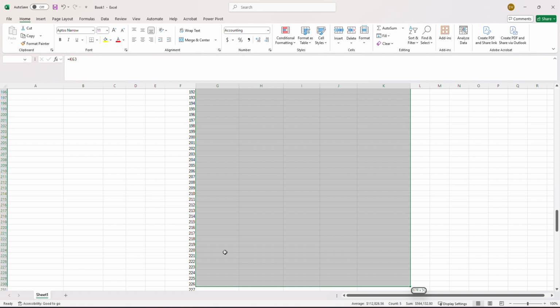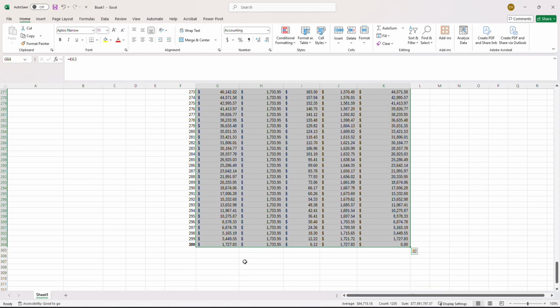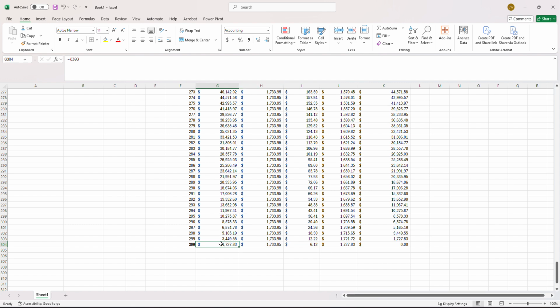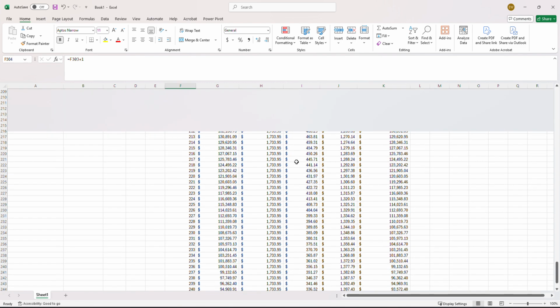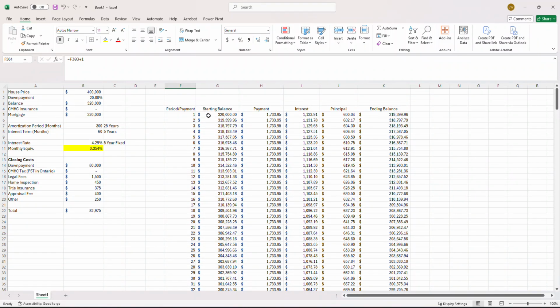You know you've done your amortization table right when you get to your final payment and there should be no balance left. And so you can see we have a starting balance, our payment, only $6 went to interest, and $1,727.83 went to principal in this period for an ending balance of 0 after your 300th payment. That's how you build an amortization table in Microsoft Excel.